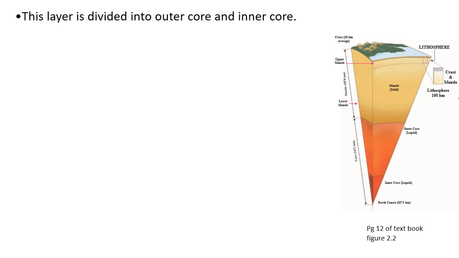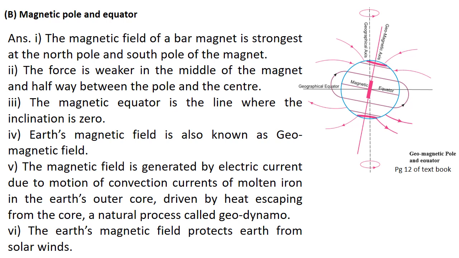This layer is divided into outer core and inner core. B. Magnetic pole and equator. So this diagram you have to draw, which is on page number 12 of your textbook. Then explain. For answer, point number 1.